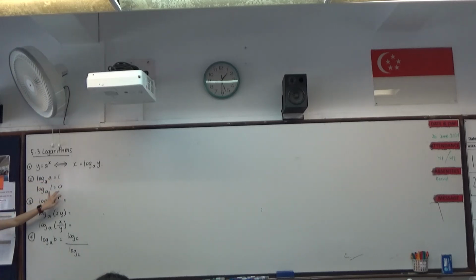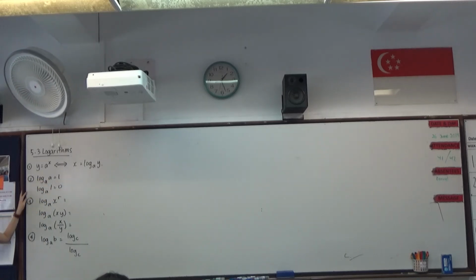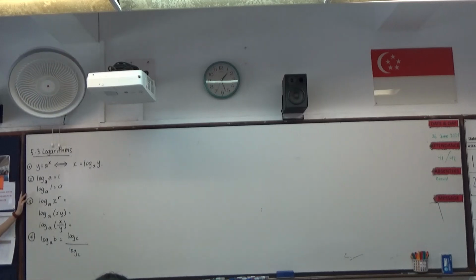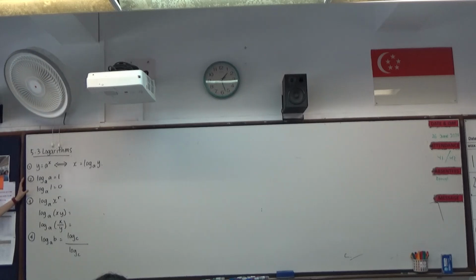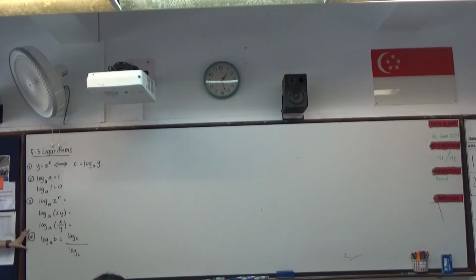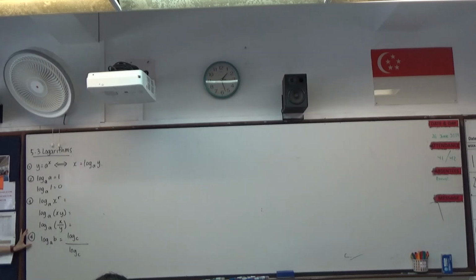log 1 base a equals to 0. So these are some special values. But because we have already learned how to do change of bases, okay, we are able to know this very easily if we are familiar with changing bases. So maybe let's touch on changing bases first.